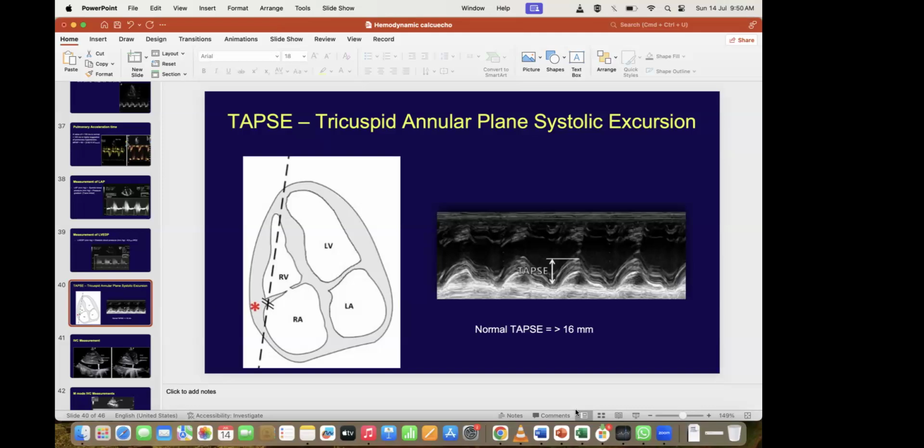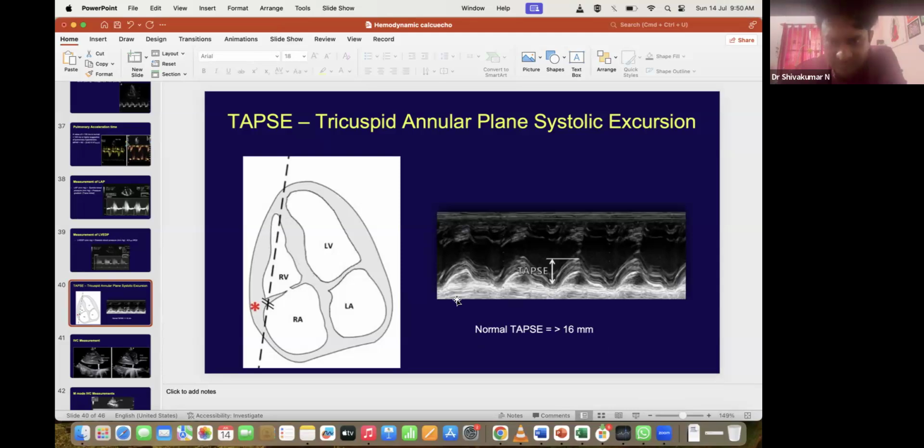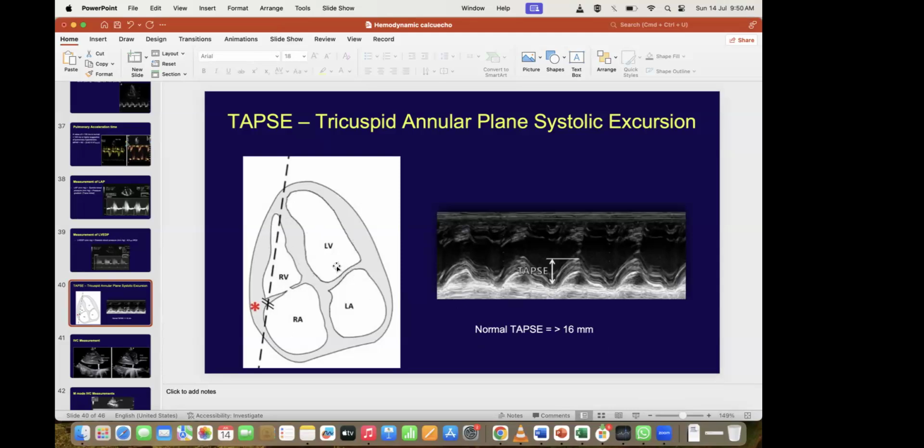And the other question which is asked is MAPSE. How do you measure MAPSE? Yeah, it is measured in a similar way to TAPSE. This is MAPSE, mitral annular plane systolic excursion. You just do it on the left side. You measure it similar to what you do for TAPSE on the right side. You just do it for the mitral valve on the left side.